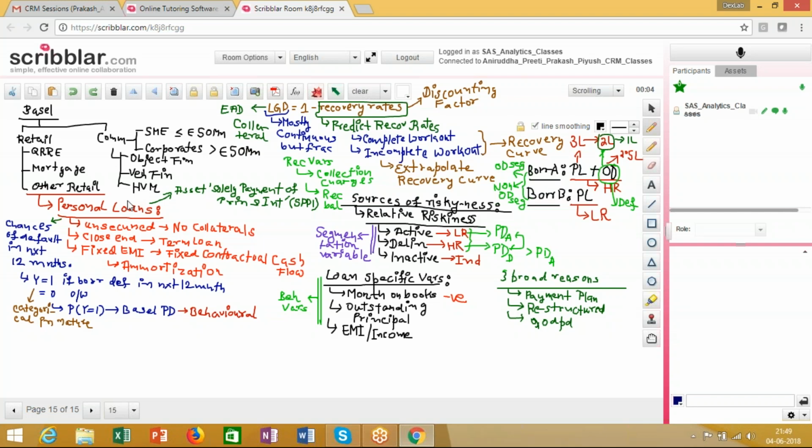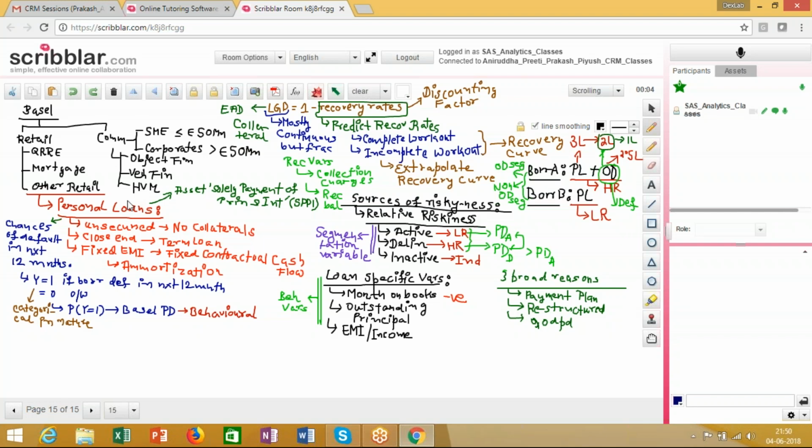Now, the third is the other retail portfolio. The other retail portfolio comprises term loan products, which may be unsecured or secured, but have a fixed term. So these are the three broad categories under which your models or your portfolio may be falling.